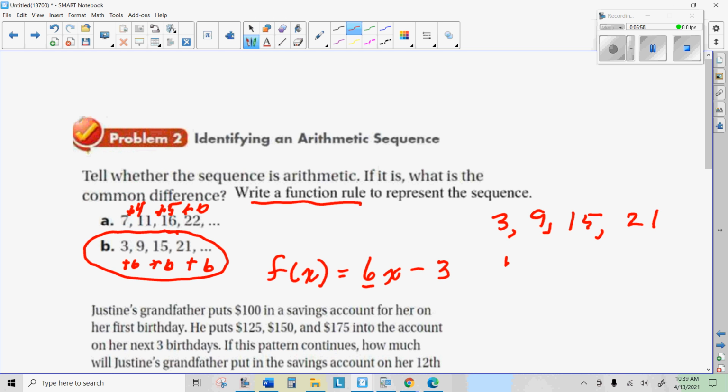Now, if you multiply 6 times 1, because this is your first term, this is your second term, this is your third term, this is your fourth. So if you do 6 times 1, you get 6 minus 3 is 3. The way you can figure out what that term is, just go back to the 0th term. So from this number right here, you would subtract 6. 3 minus 6 is negative 3. And the 0th term is your y-intercept.